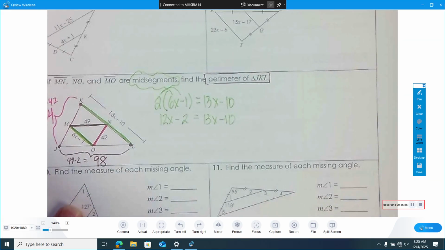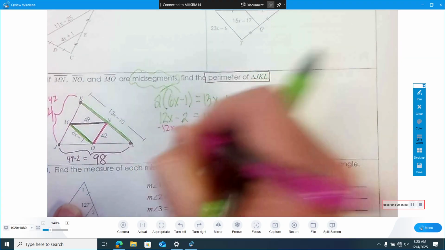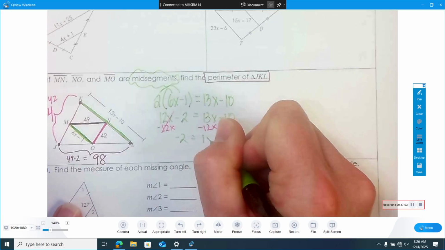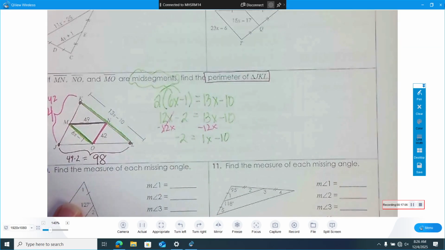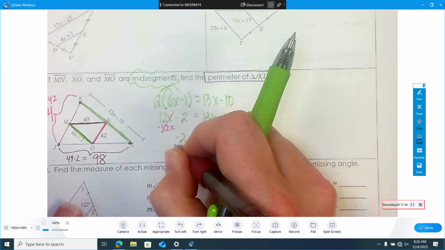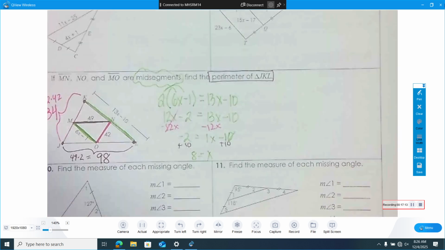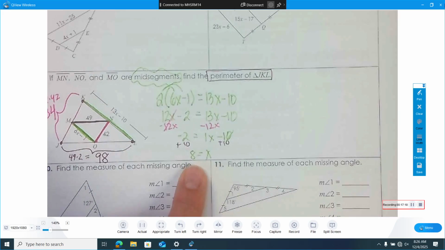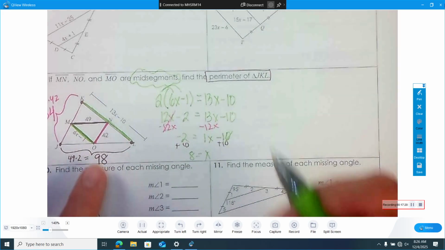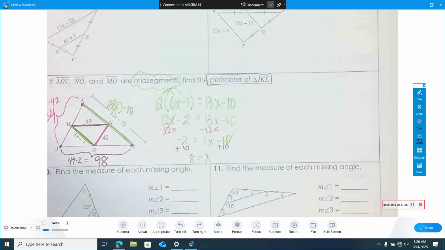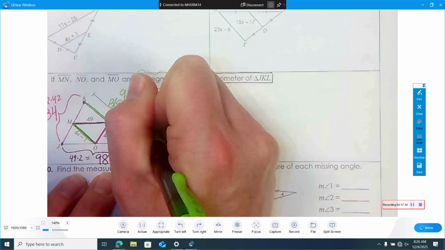Minus the 12x, all right. So I have negative 2 equals 1x minus 10, and then add 10, and so we get x equals 8. Okay, is x the length of the side? No, it is not. What do we have to do with our value of x? Plug it in. So we get 13 times 8 minus 10, 94. Is it 94? Okay, so 94.